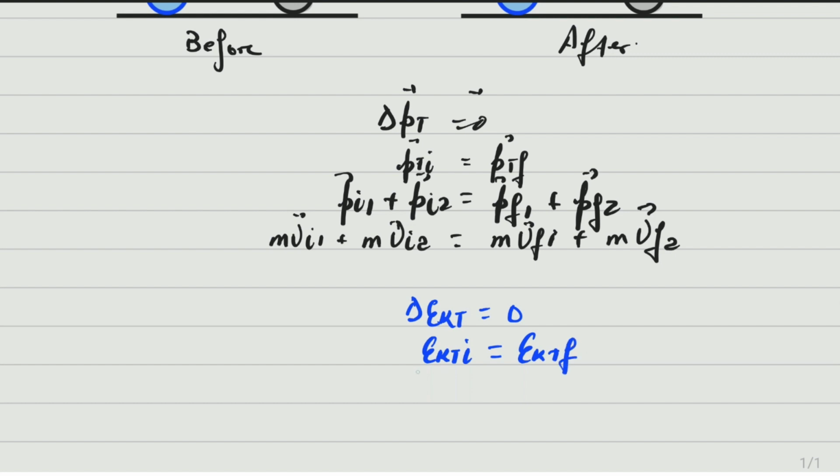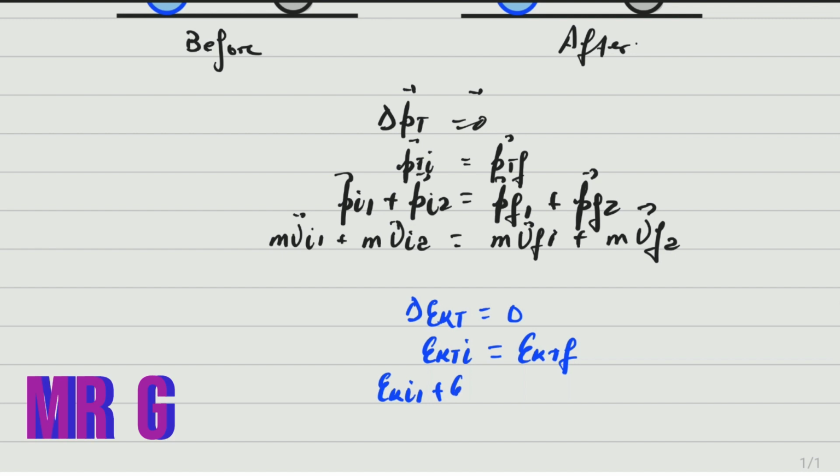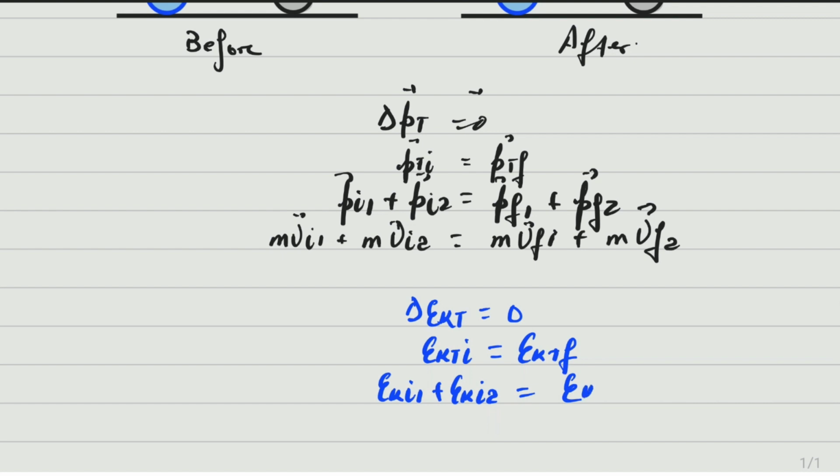If we apply that, because we have two balls, we could have more than two balls, but because we have two, it is the initial kinetic energy of ball 1 plus the initial kinetic energy of ball 2, which will be equal to the final kinetic energy of ball 1 plus the final kinetic energy of ball 2. It's similar to the law of conservation of momentum. This is not the law, this is just that the kinetic energy is conserved.